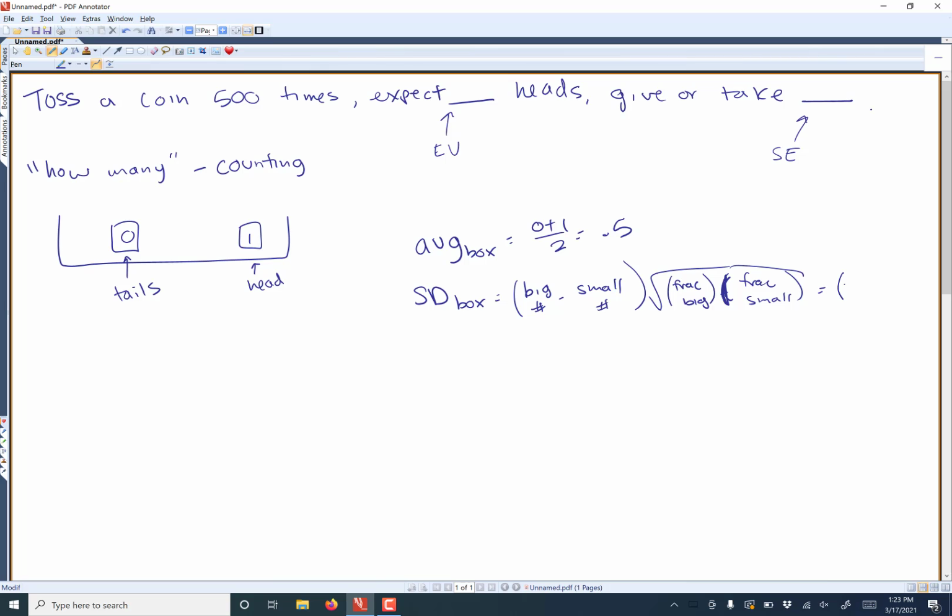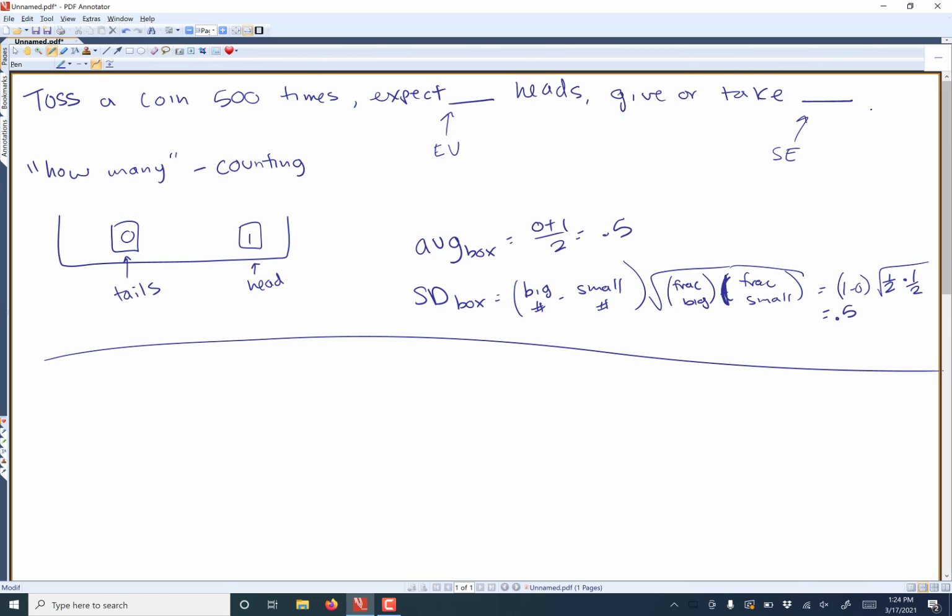So in our case, our big number is 1 minus 0. Okay, that's not too bad. There's 1 out of 2 that are heads that we wanted, and there's 1 out of 2 that are tails. So it's just 1/2 times 1/2. So this should give me just 1/2, right? So 0.5. So this is a really weird problem where the average and SD do end up being the same. That's just a coincidence, does not mean anything. Okay, we've done that.